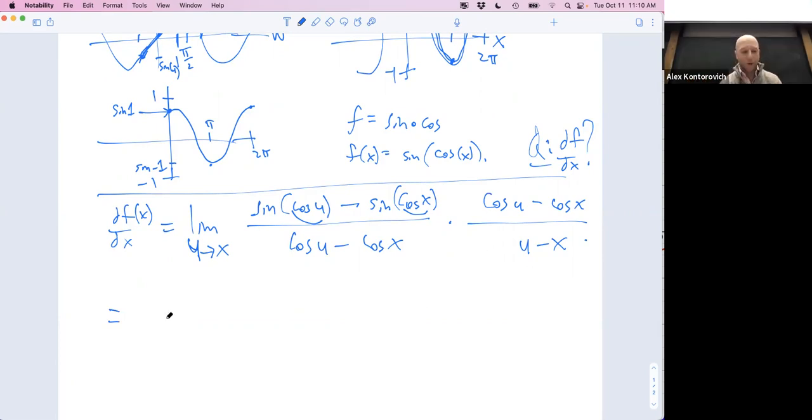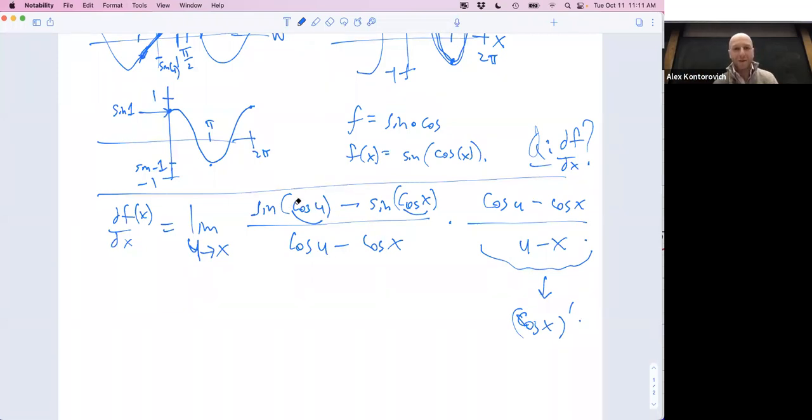So what are the two limits that we're thinking about? One limit is this limit. What happens to this limit as u goes to x? The numerator goes to 0, but the denominator also goes to 0. This looks like the definition of the derivative of cosine. Exactly, this looks like cosine prime, cosine of x prime, which we know is negative sine, but let's leave it as that for a second. When u is very close to x, this is very close to the derivative of cosine, from the definition of the derivative.